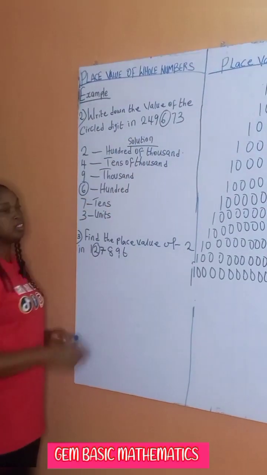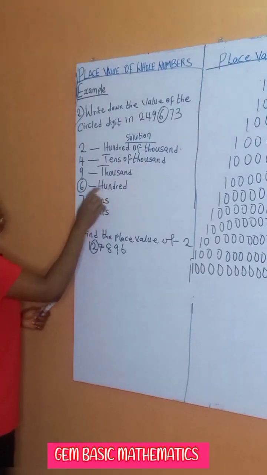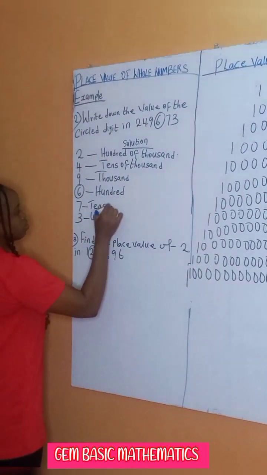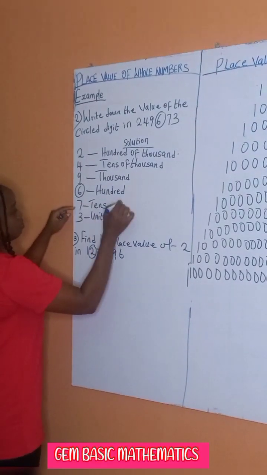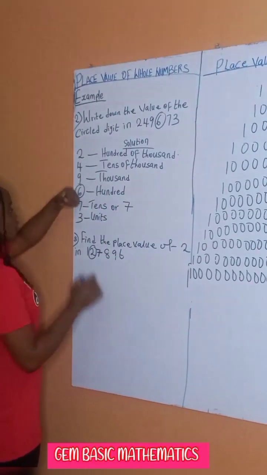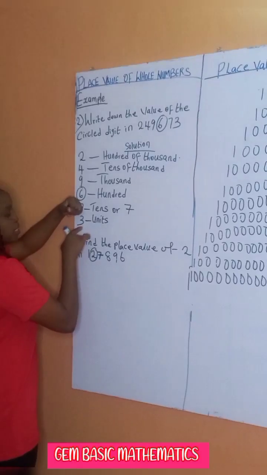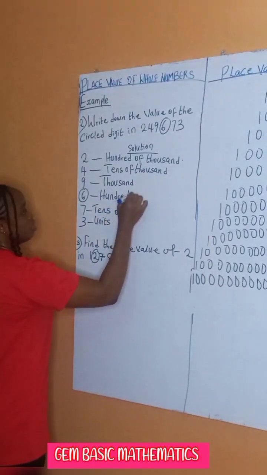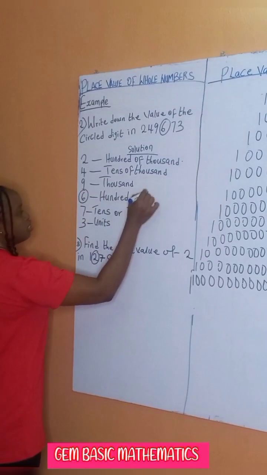Remember we're only asked to find the value of 6. Only 6. 6 stands for 100. Another method: this is units, this is 7. What will you do? Close it and count the number here. The number here is 3. We assume that the 3 is 0, so we'll put 0 here. What is this? 6.